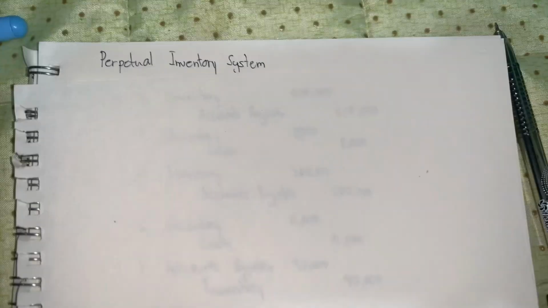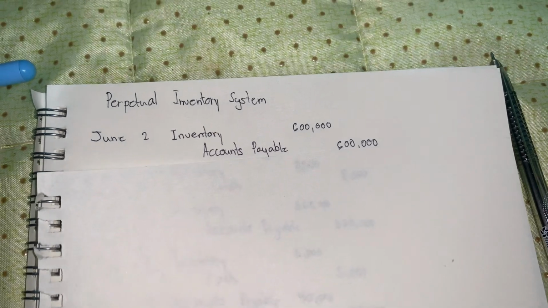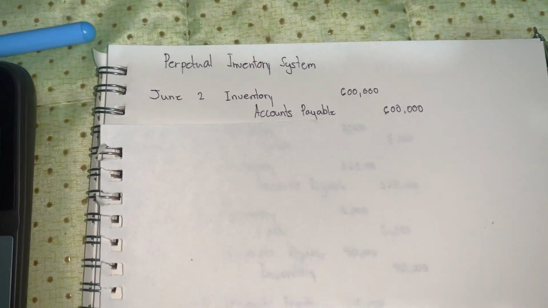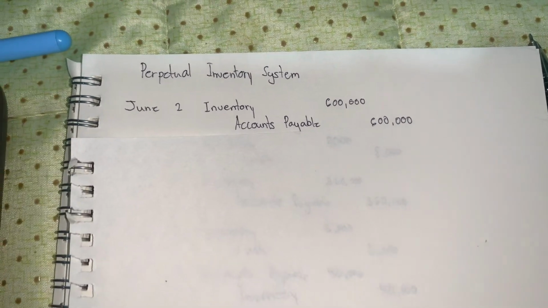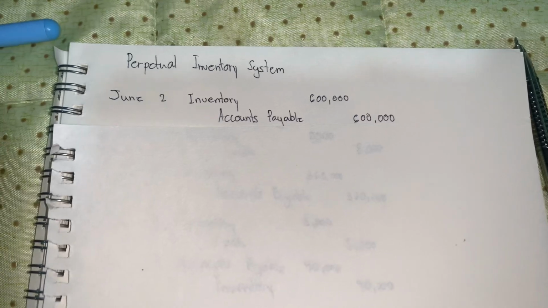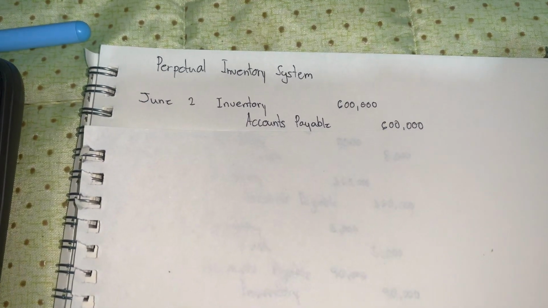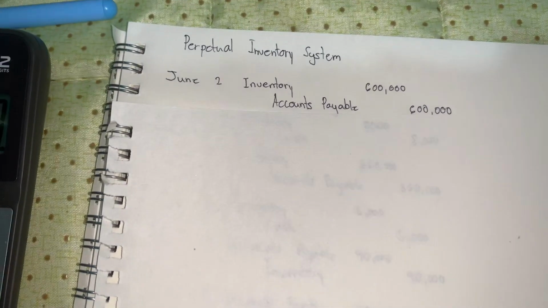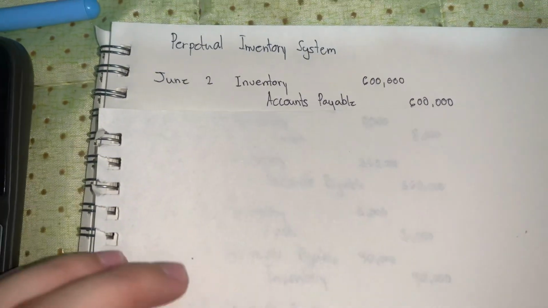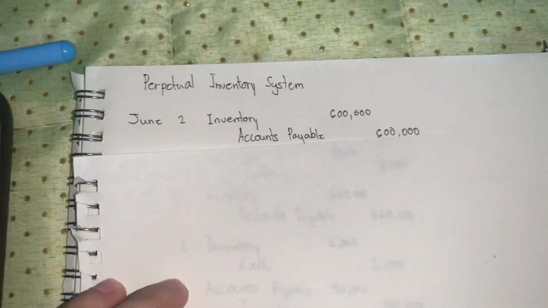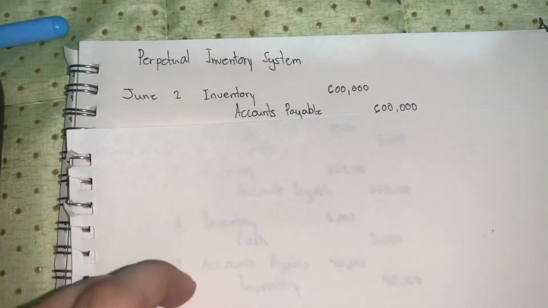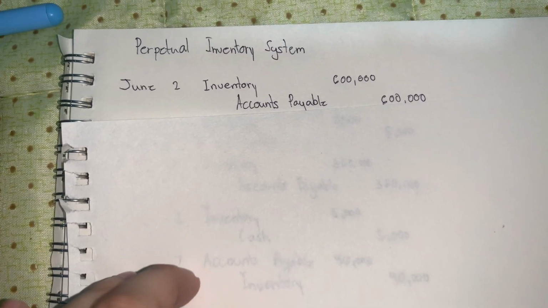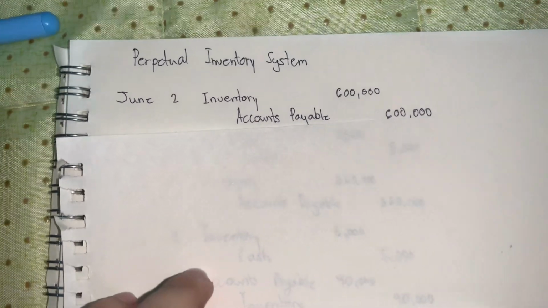So our first entry for June 2 is we debit inventory for 600,000 and accounts payable for 600,000. As you can see, it is different from periodic inventory system. It's because in the perpetual system, all merchandise bought goes directly into the inventory account, since inventory records are continuously updated. This means inventory quantity and value are always current. So that's why we're going to use inventory account instead of purchases. So again, we get the figures by multiplying 1,000 tires to 600 pesos per tire. That's why we get 600,000.